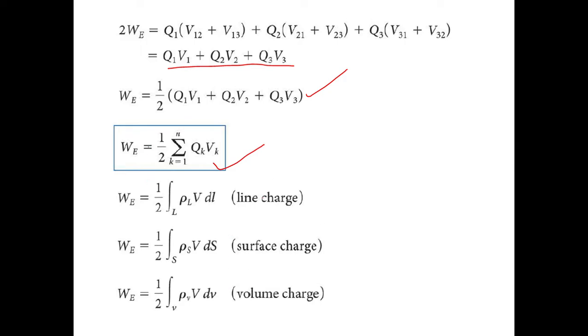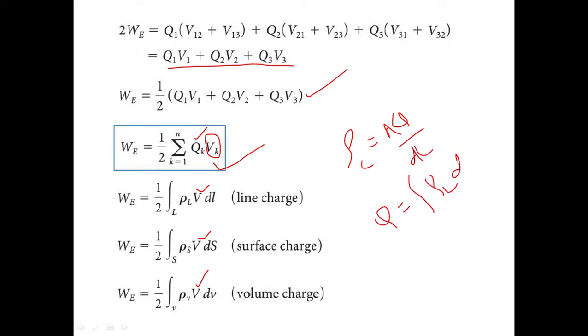Similarly, what is WE for line charge, surface charge and volume charge? Here this Vk or V will be the same, that is V, and so what is left? Q, right? How do you write Q for rho L? So rho L is dq divided by dl, or Q is equal to the integral of rho L into dl. That is how you get this rho L and dl, similarly for rho S and ds and rho V and dV. These are just from the definitions of line charge density, surface charge density and volume charge density, right?